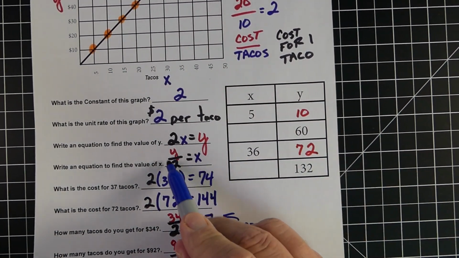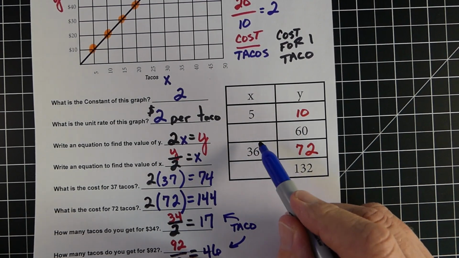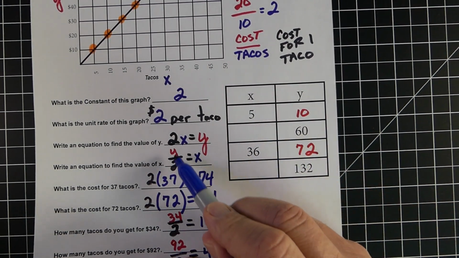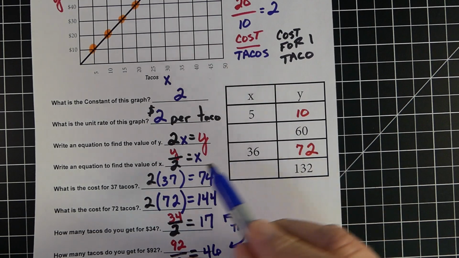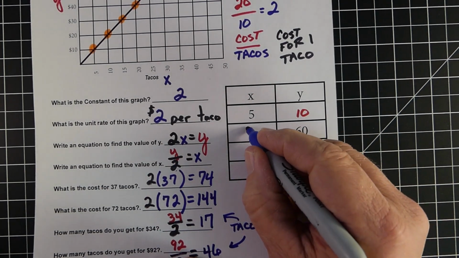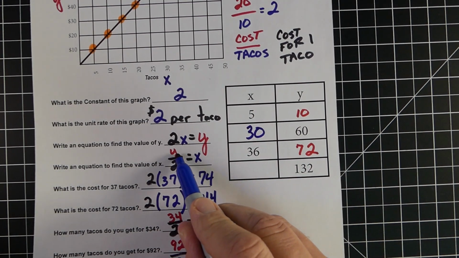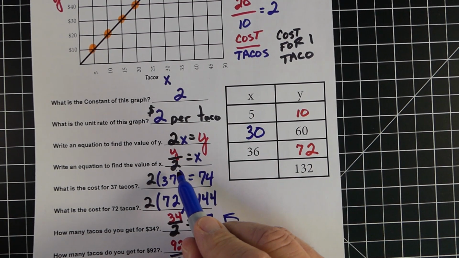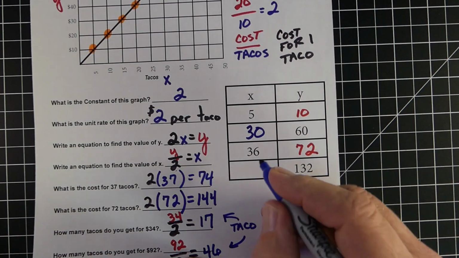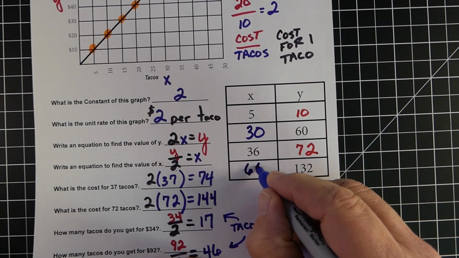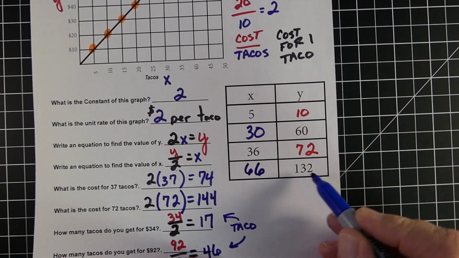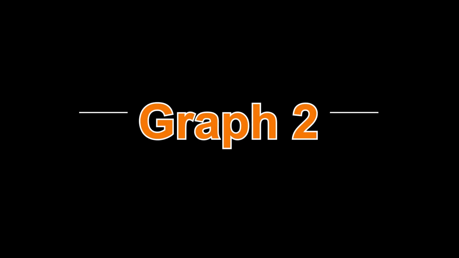Now, if we're trying to figure out what x is, we're just going to use the equation over here, y divided by 2 equals x. So this y happens to be 60. So we would just plug it right in here, y divided by 2, and that's going to give us 30. And the next one, we're going to put 132 for our y divided by 2. And when we do that, we're going to get 66. So our cost is the x, so it would be $66.